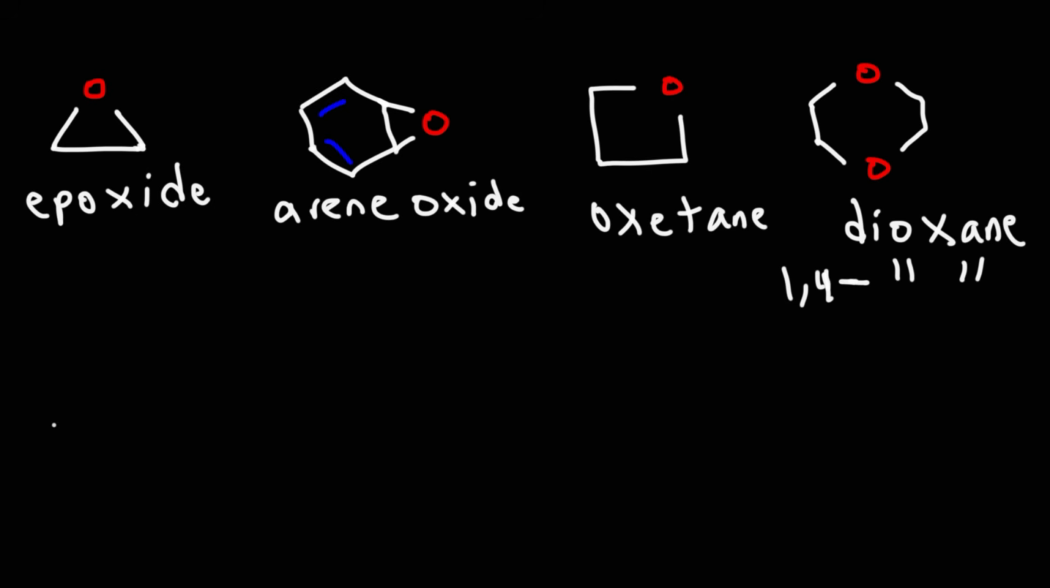Now, what's going to happen if we replace the oxygen with a sulfur in the epoxide functional group? What do you think this is going to be called? This is called thiirane. We have that special prefix. We don't have the thio part, but we do have thi.